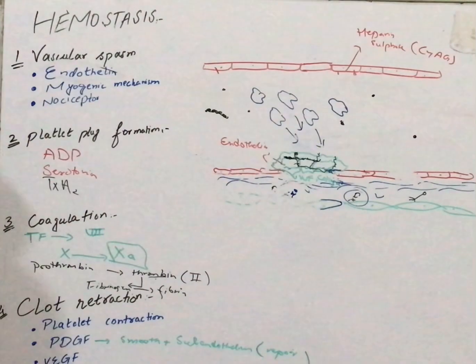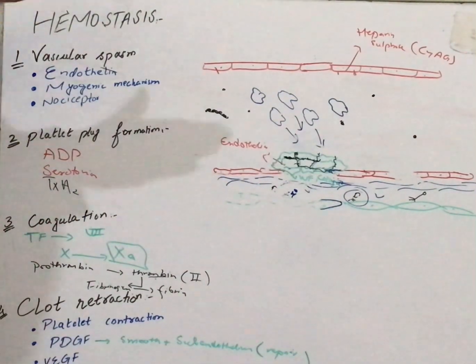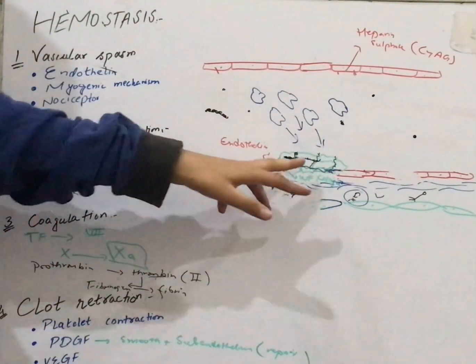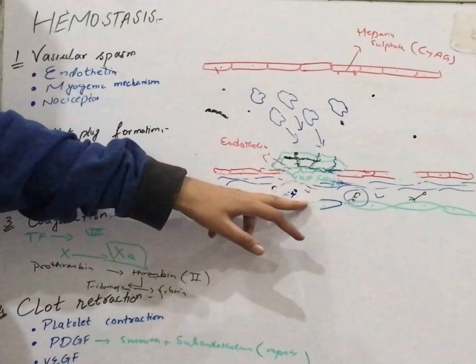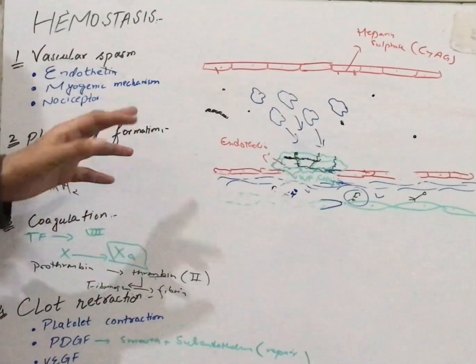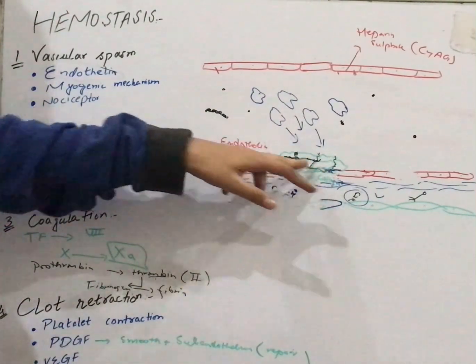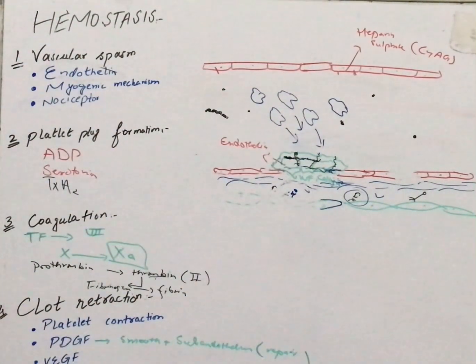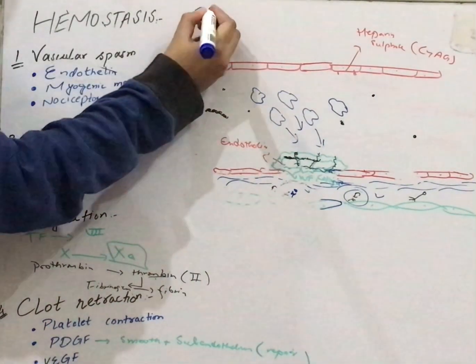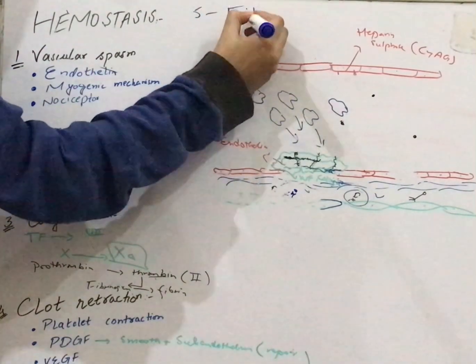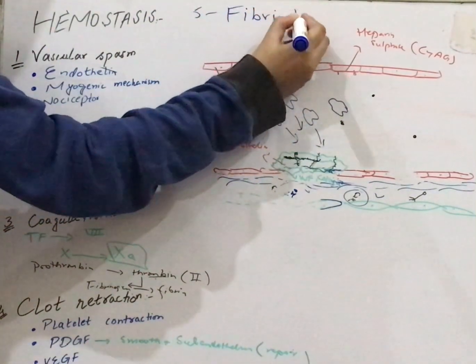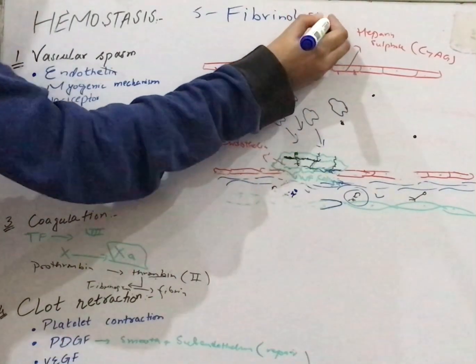One is platelet derived growth factor, which will help subendothelium and smooth muscles to repair, and then there is vascular endothelial growth factor, which will help our endothelium to regenerate and repair. So we have studied four steps of hemostasis up till now. And the fifth step is fibrinolysis.